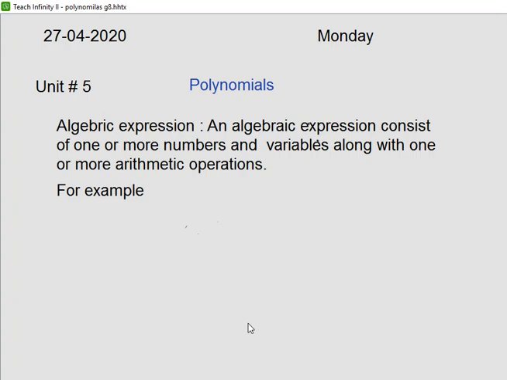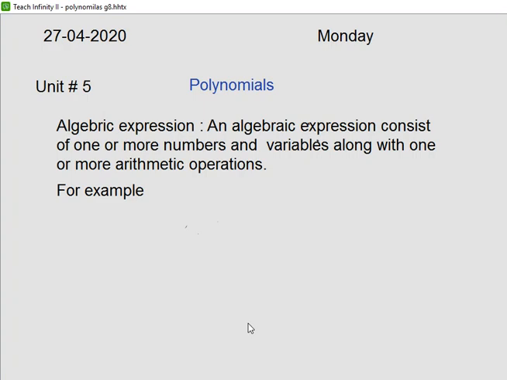We are going to start unit number 5, that is polynomials. Before discussing polynomials, we have to learn some terms. The first thing that we are going to learn here is an algebraic expression. What is an algebraic expression?